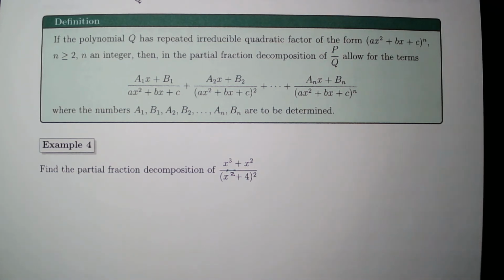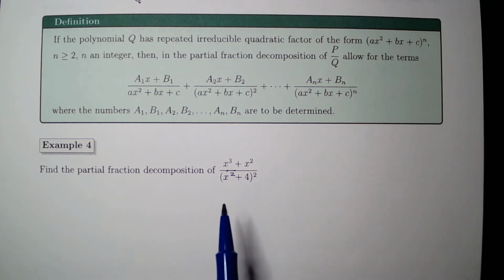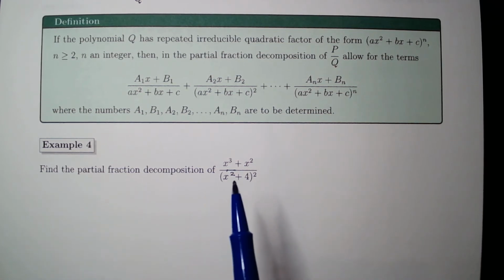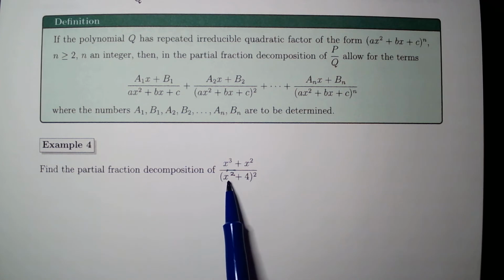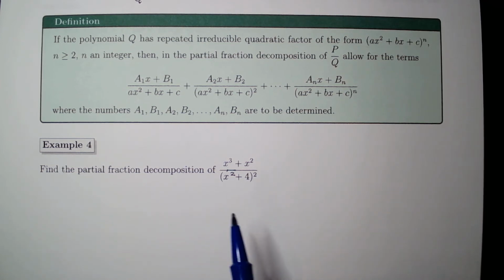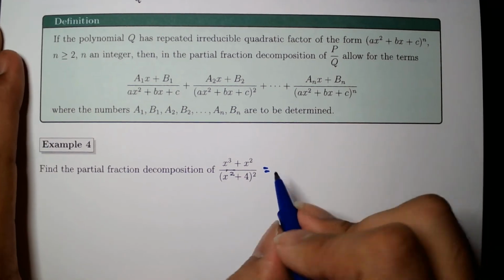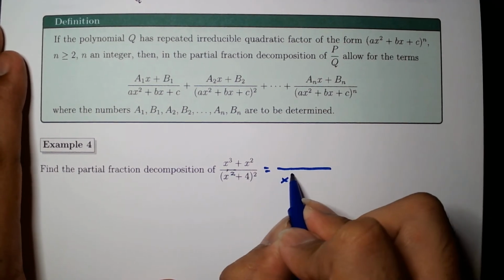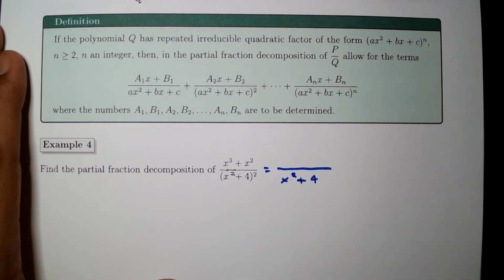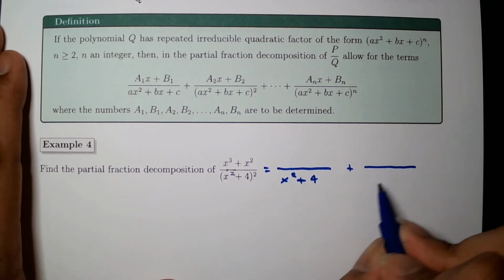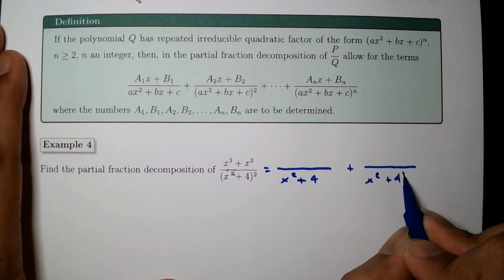So, if we try to factor x squared plus 4, it's not going to be factorable over the real number system. In fact, if you recall previous chapters, that would factor as x plus 2i, x minus 2i. And we're not looking for complex or imaginary numbers. So what we do in this case is simply write x squared plus 4, all right, and x squared plus 4 quantity squared.